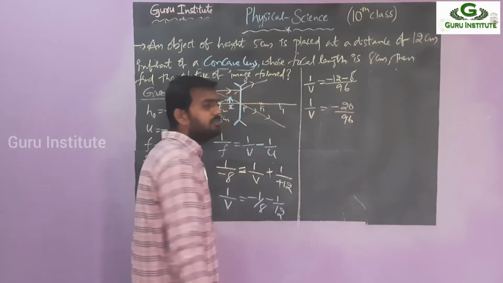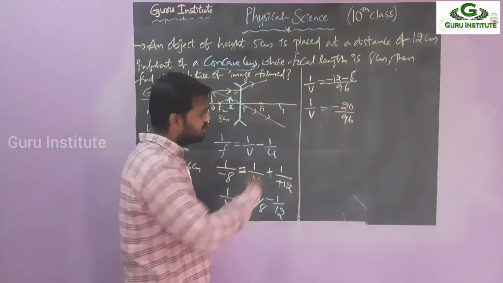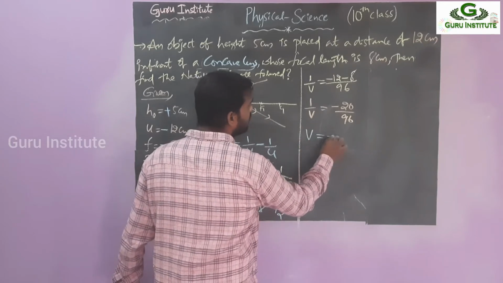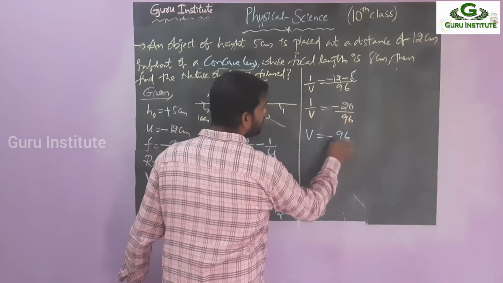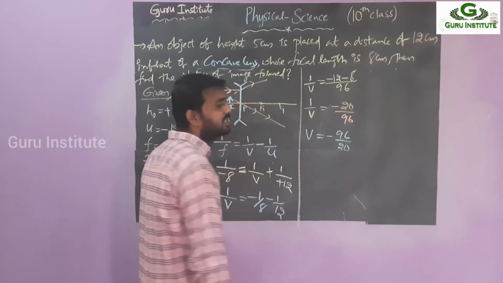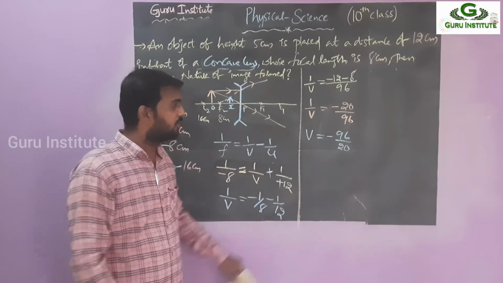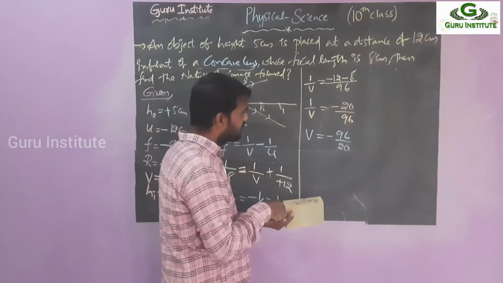Again I am repeating the same. We don't need 1 by V. We need V. Just simply take the reciprocal. V by 1 is equal to minus, it should be minus only, 96 by 20. 96 by 20 means what? For 20 you can take, okay, whatever it may be. I am taking this one, I am cancelling this one.